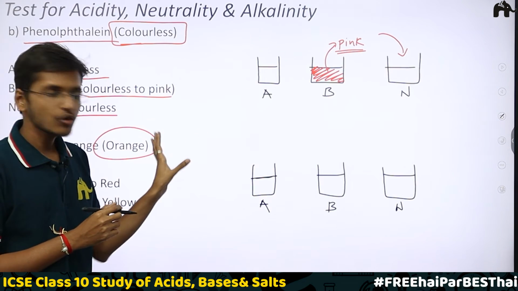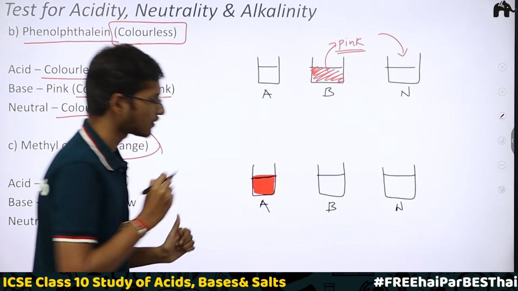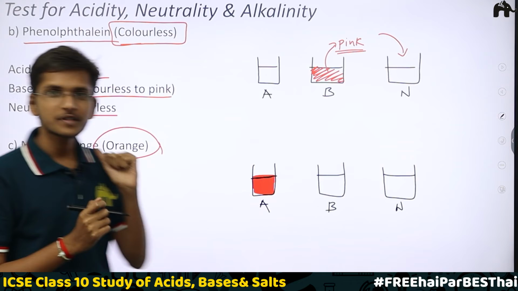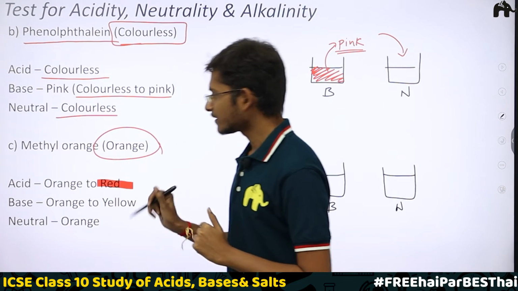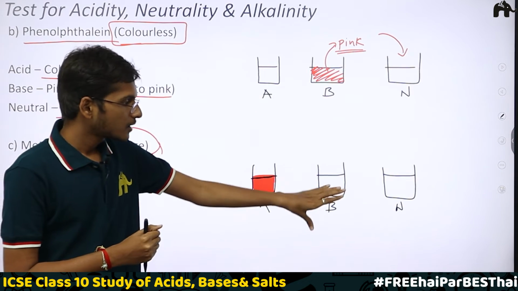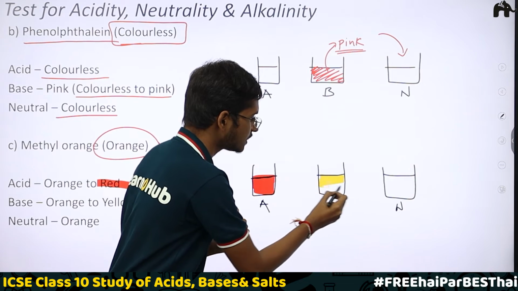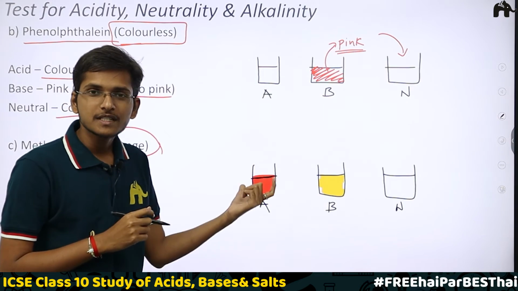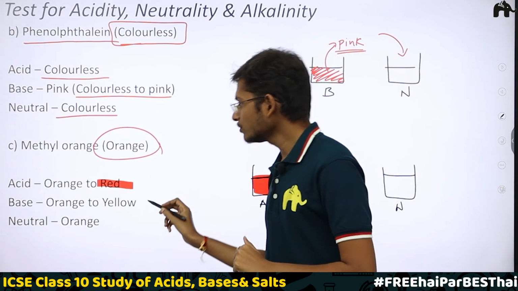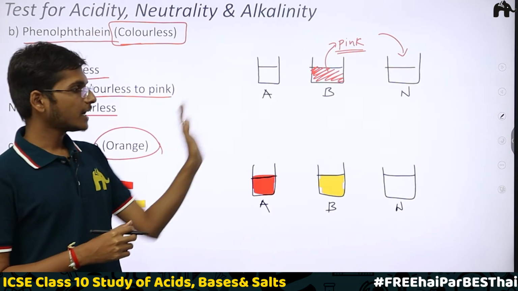So when we add methyl orange into acidic solution, which is colorless, the color of the solution becomes red. So this means that we can now say that our methyl orange indicator, which is orange in color, is turning to red in acidic solutions. Correct. Now when we add our methyl orange indicator in basic solution, which is colorless, what happens? Let's see. The basic solution becomes yellow. So this means that our methyl orange indicator, which has orange color, in basic solutions changes its color to yellow.